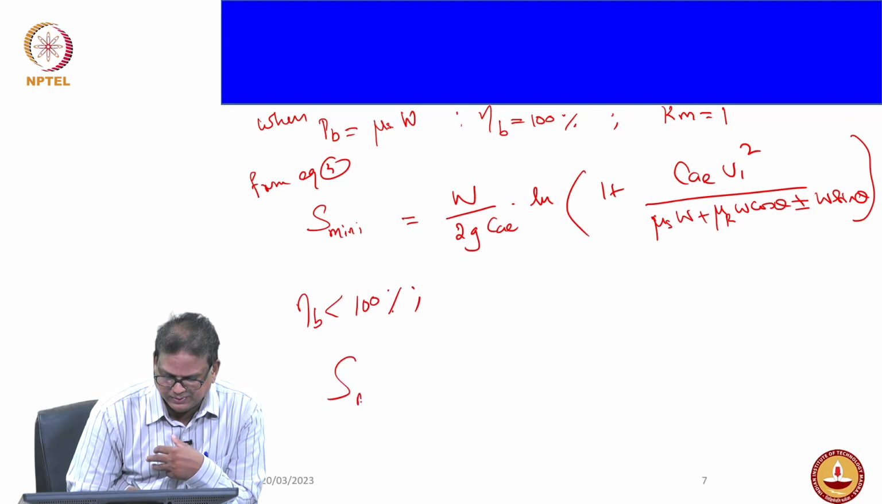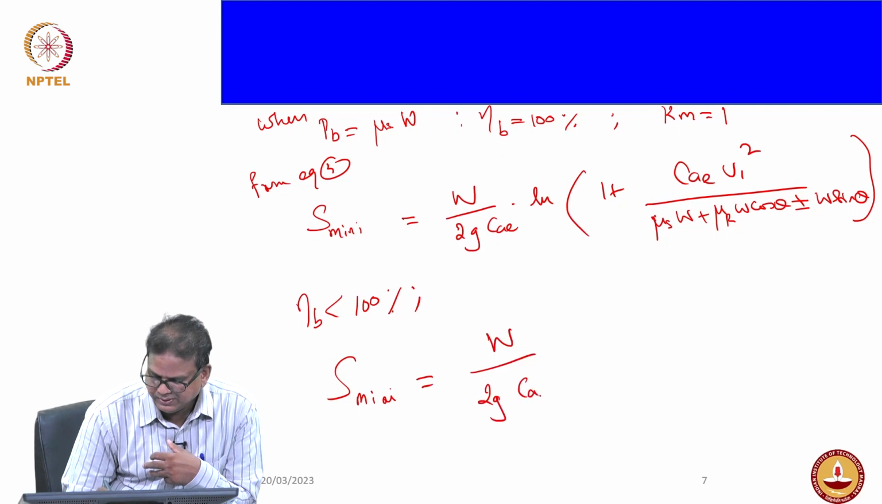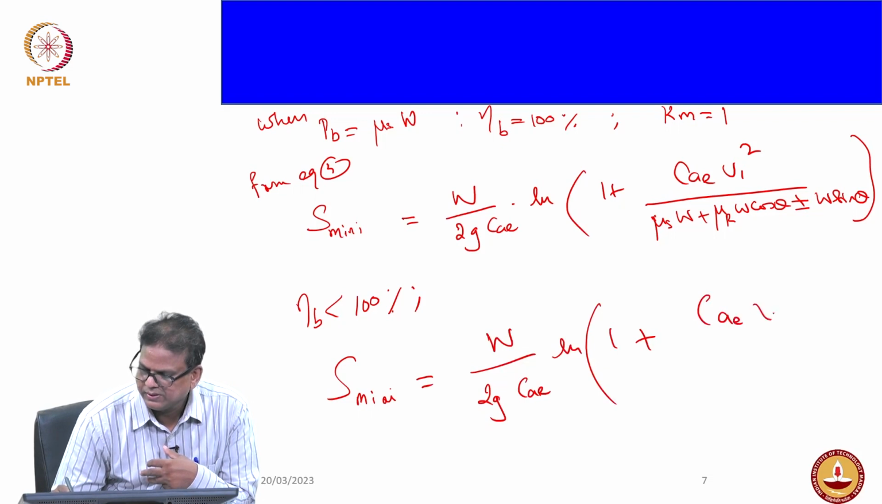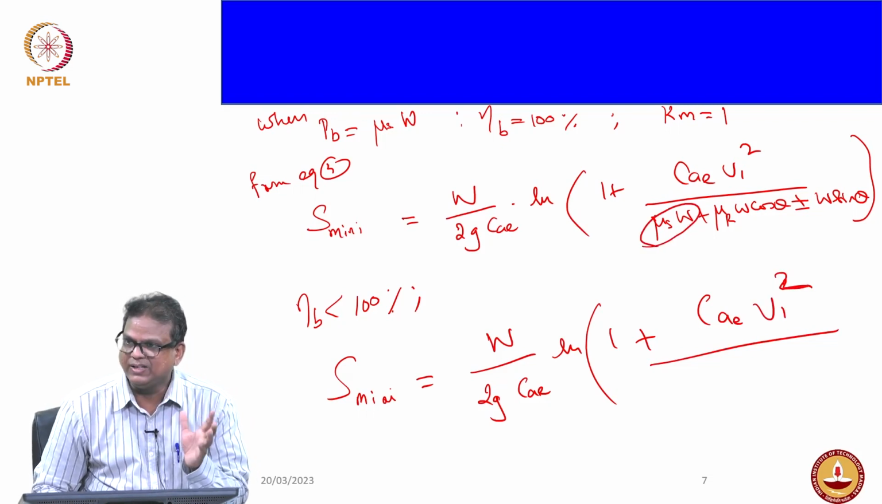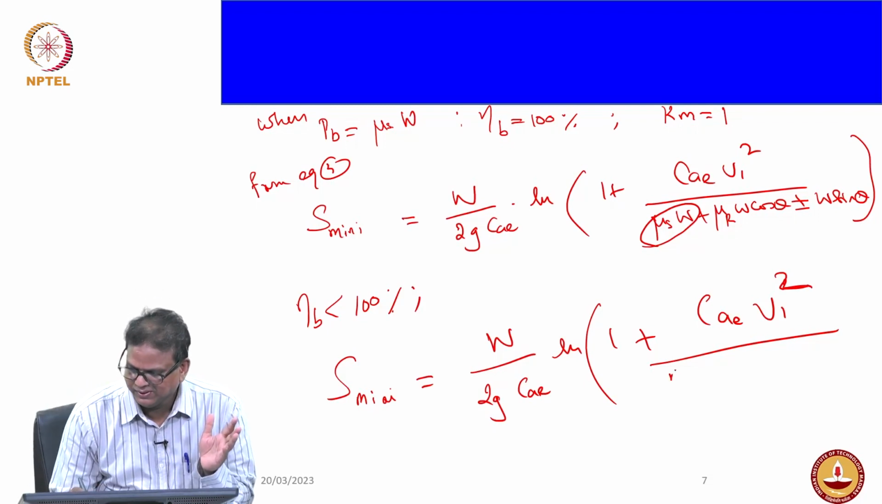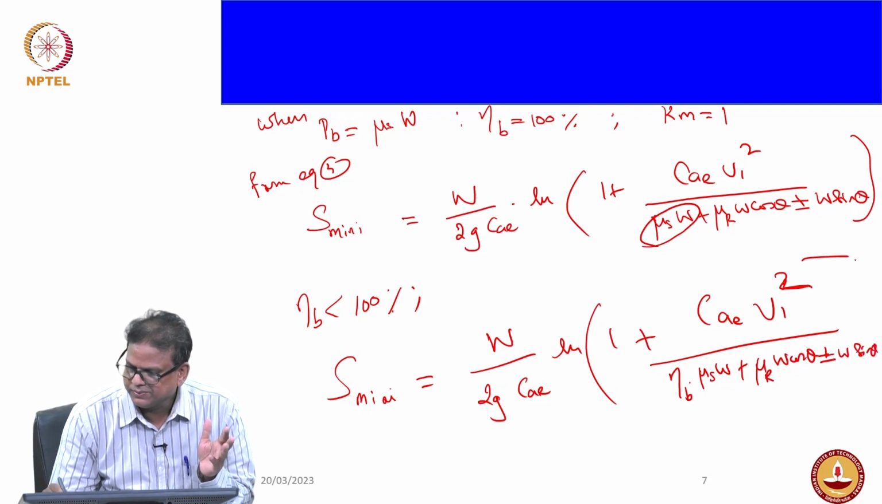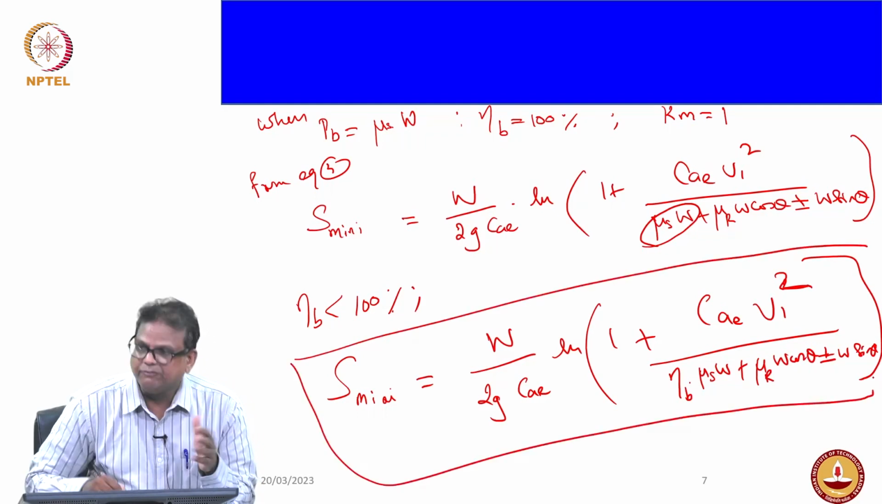In this case, the S minimum, the distance, would be W / (2g C_A) ln(1 + V1 square...). The only term that will change is in the mu s W. I multiply the braking efficiency into mu s W, mu r W cos theta plus or minus W sin theta. So this is your stopping distance equation for brake.